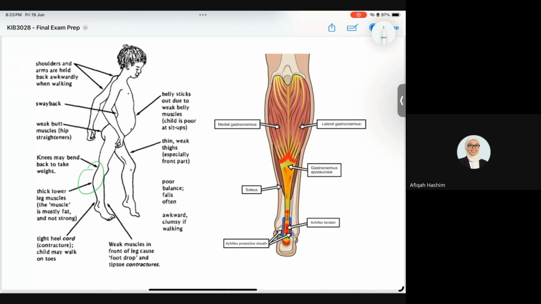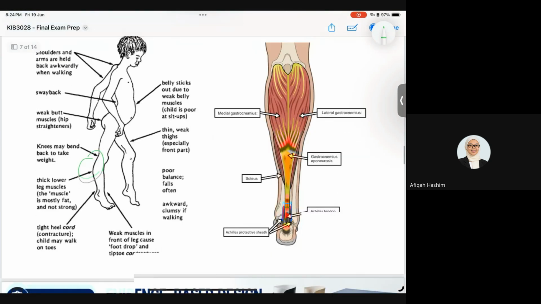the gastrocnemius and soleus, they remain in the shortened position. Why? Because they are constantly pulling the ankle downward. The thick lower leg muscle. They become shortened because they are constantly pulling the ankle downward, and over time these muscles become tight, and eventually they develop a plantar flexion contracture.